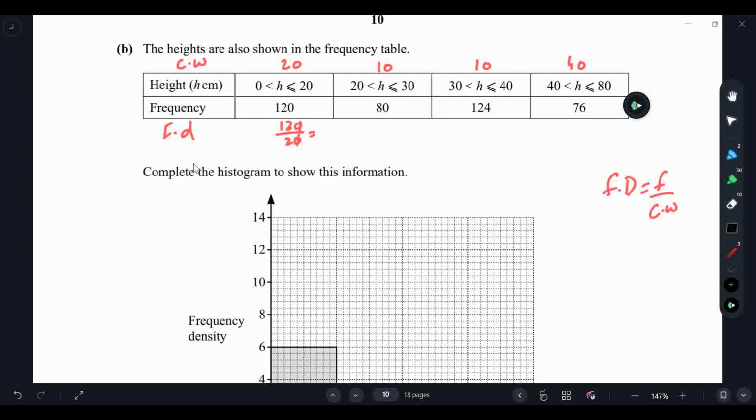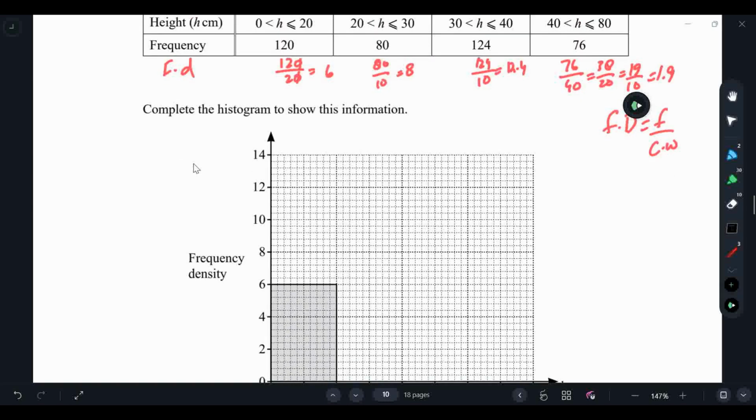So this will be equals to 6. And then if we divide it like this, 80 divided by 10, this will be equals to 8. Then 124 divided by 10, this will be equals to 12.4. Then we have 76 divided by 40. So this will be equals to 38 by 20 and 19 by 10, which means 1.9.